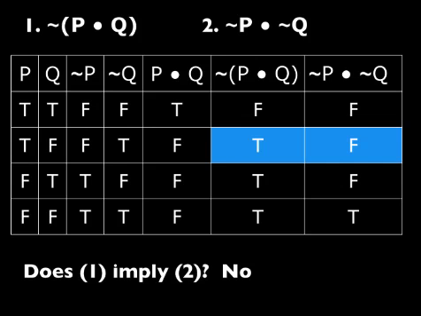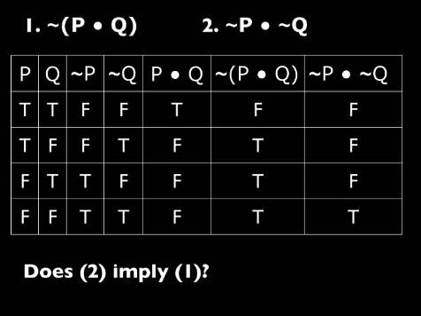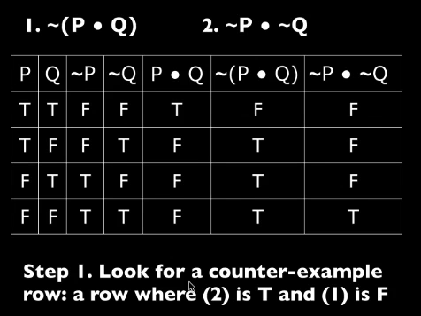Now we can ask a different question. Does 2 imply 1? So now we're going to look for a counterexample row where 2 is true, but 1 is false. Okay, so that's the counterexample row we're looking for now to answer this question. Here's statement 2, here's statement 1. We're going to look for a row where this is true, it's true here, but it's false in this row here. Okay?